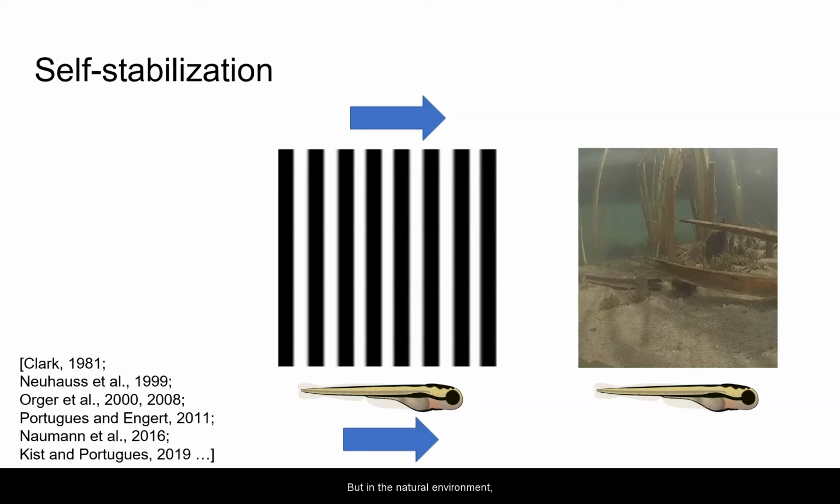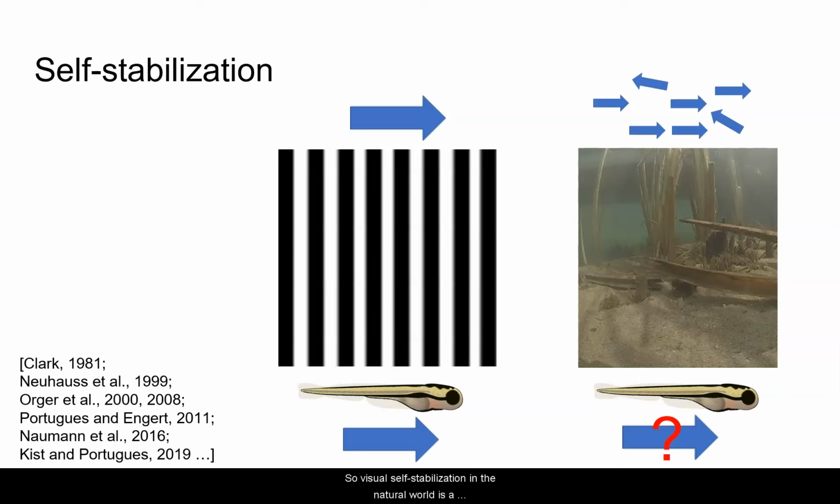But in the natural environment, things are more complicated. Motion cues will be uneven across the visual field due to texture availability, scene depth, and environmental motion, like swaying vegetation, suspended particles, light patterns refracted by the moving surface of the water, and other animals' locomotion. So visual self-stabilization in the natural world is a complicated task.